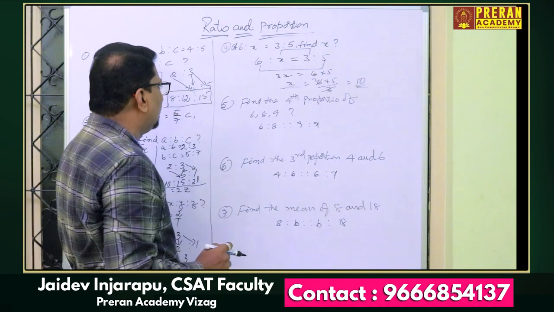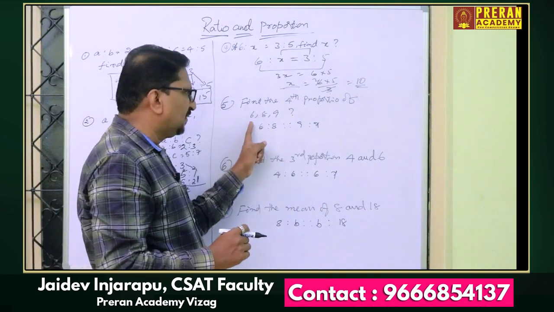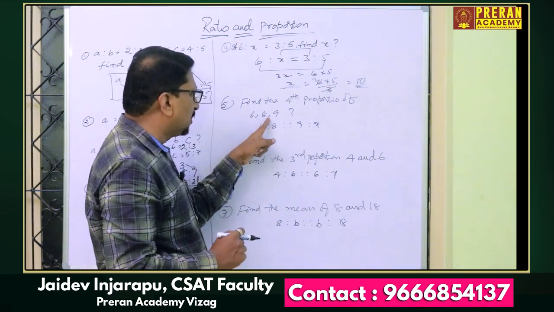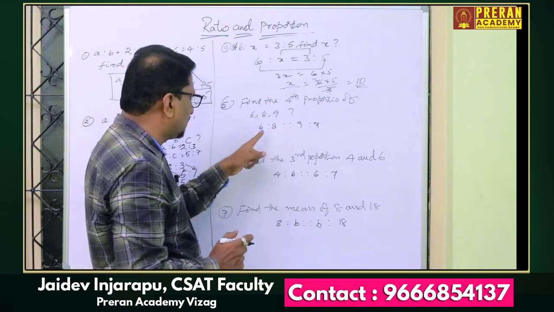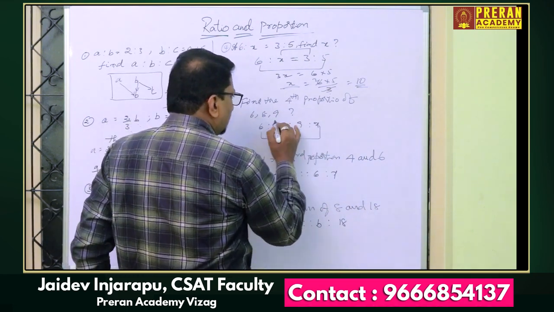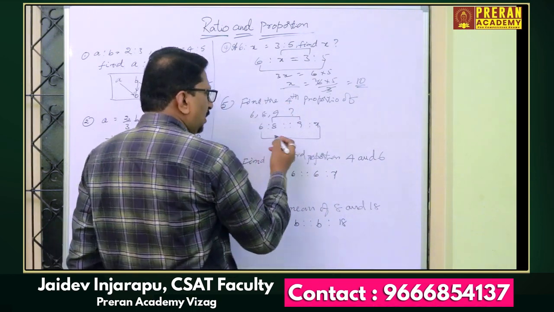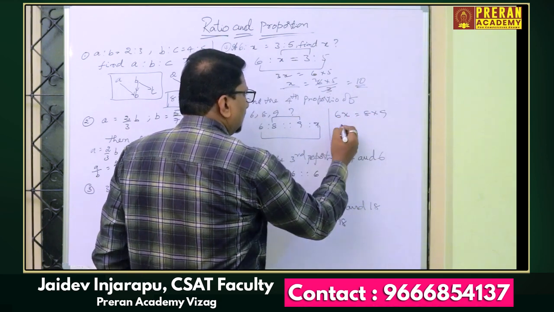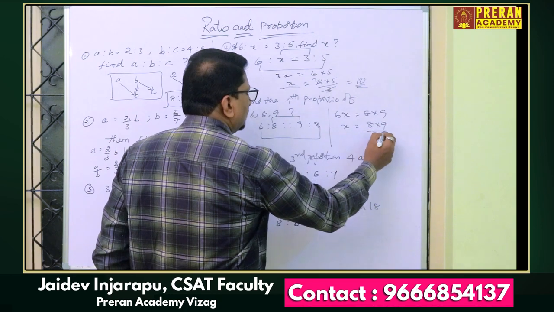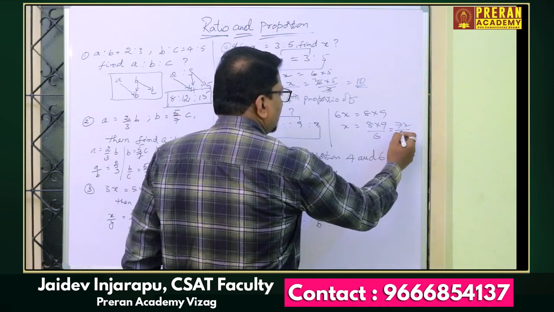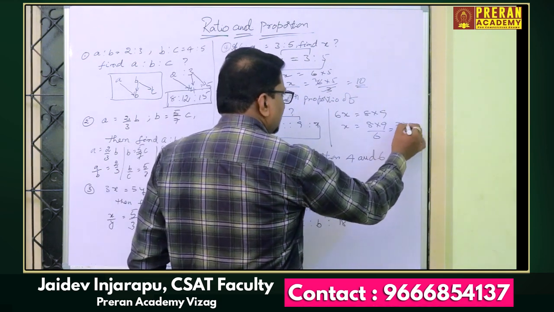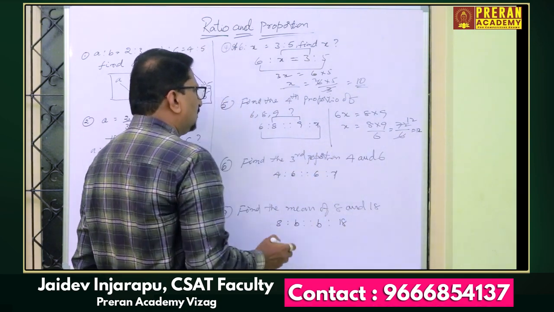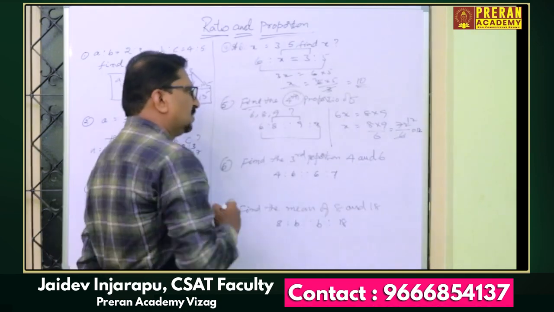Right. Now coming to this one, find the fourth proportion of the given numbers. So fourth proportion means, this is the first proportion, second proportion, third proportion, and we need to find the fourth proportion. As we know, the relation will be like this, so we can apply the same way. 6x equals 8 into 9, x equals 8 into 9 by 6, 72 by 6. 6 ones are 6, 6 twelves are 72, so x equals 12. Here x means the fourth proportion.